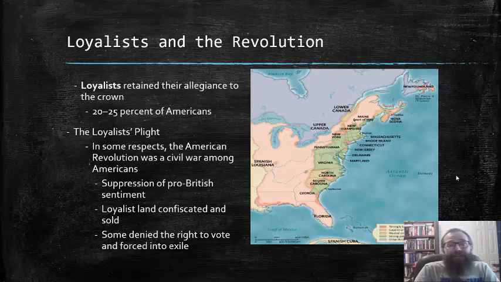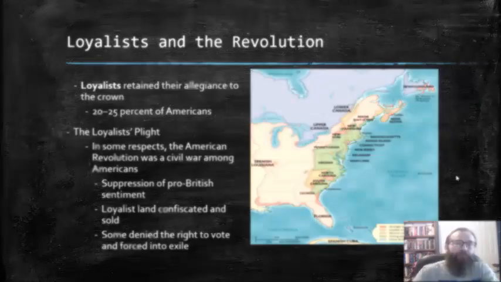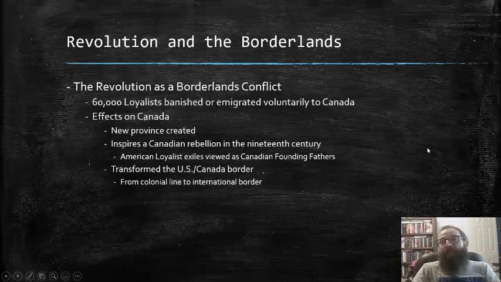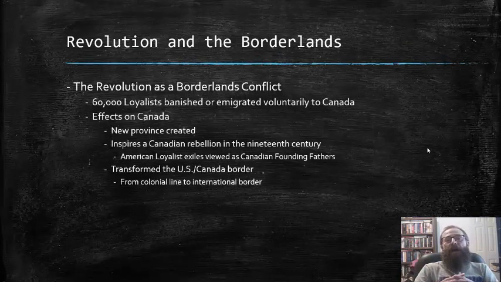Many Loyalists had their land confiscated from them and sold off. Some were denied the right to vote, and many were forced into exile at the conclusion of the conflict. In many respects as well, the Revolution can be seen as a borderlands conflict.